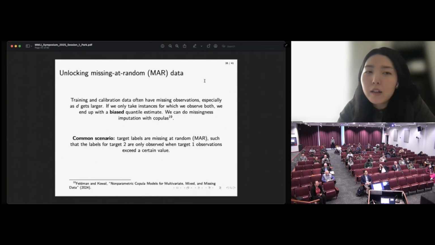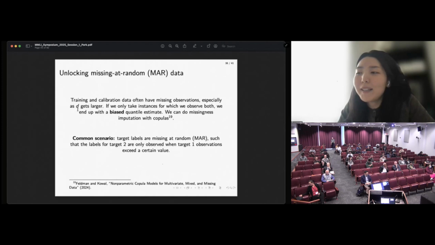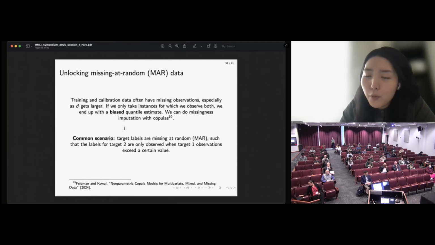I'll just mention here that another benefit of estimating the joint distribution of scores is that we can natively handle partially missing data. As d gets larger, chances are that we don't have labels for all d properties. So when missingness is at random, which means that missingness depends on the observations, we can't just take the fully observed subset of the data because that would result in a biased quantile estimate. So in the paper, we show that with the particular choice of the copula model, we can do missingness imputation.